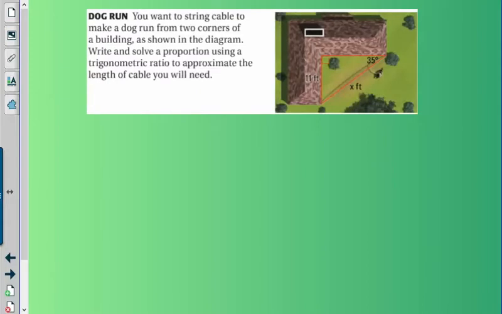You want to string a cable to make a dog run from two corners of a building as shown in the diagram. So we have this dog, and we're going to let the dog go from here to here. We're trying to figure out how long that cable needs to be. We have a 35-degree angle. Basically, it's the same question I just did. Opposite and hypotenuse. So we're looking at sine 35 equals 11 over x.